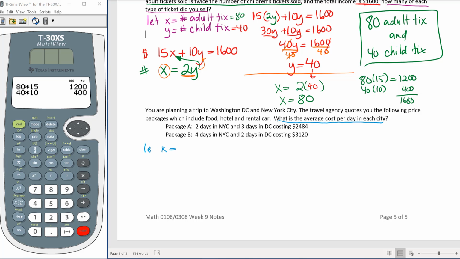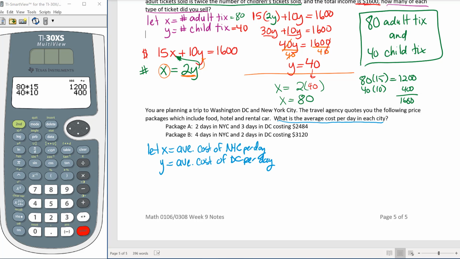So I'm going to let x equal the average cost of New York City per day. And y is going to be the average daily cost of Washington, D.C., again per day.